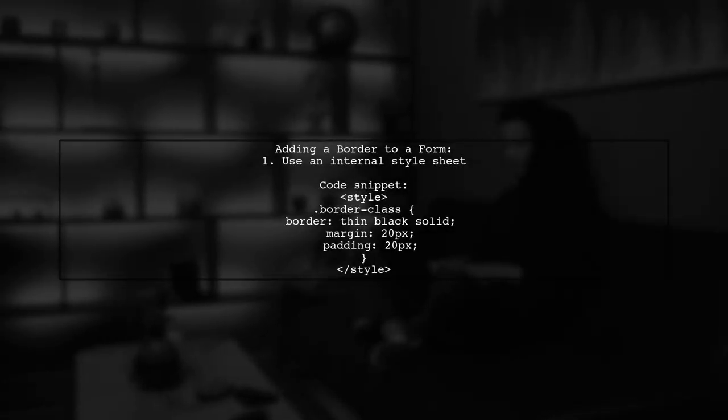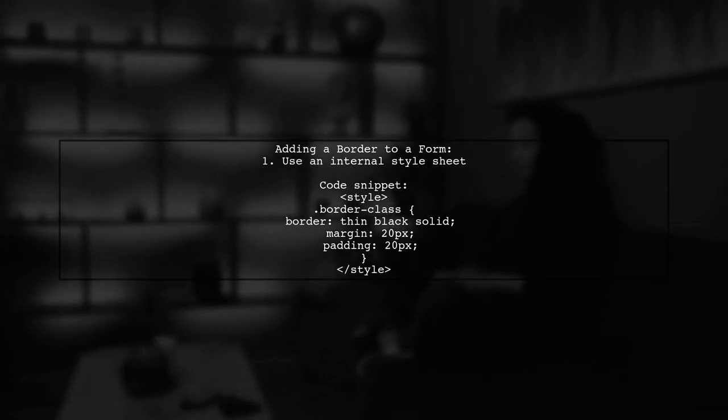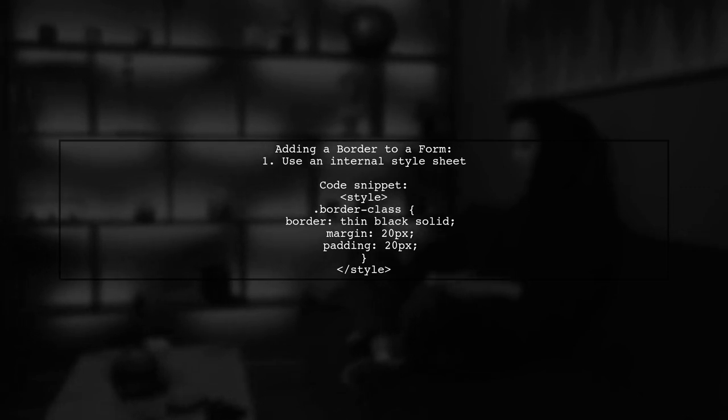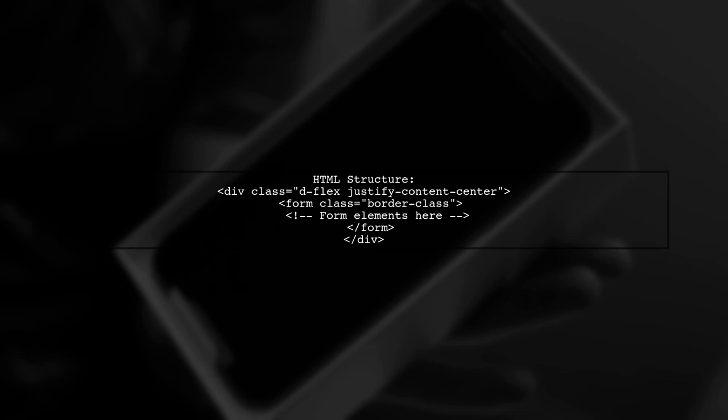Yes, you can add a border to a form using Bootstrap. One way to do this is by using an internal style sheet. Here's how you can implement it.